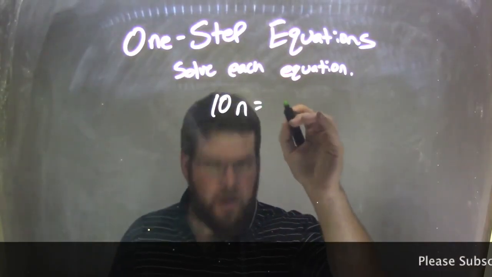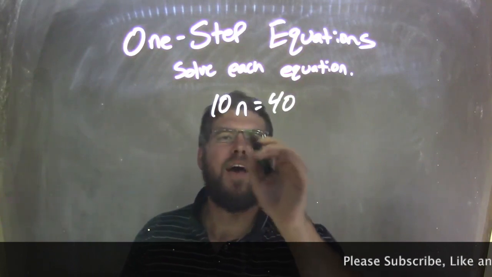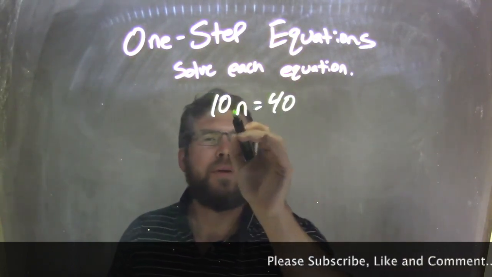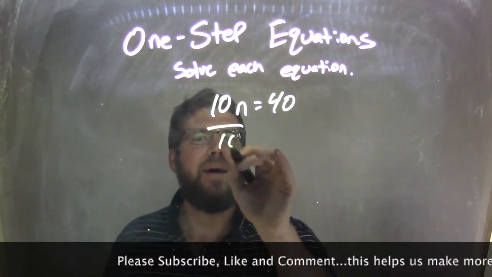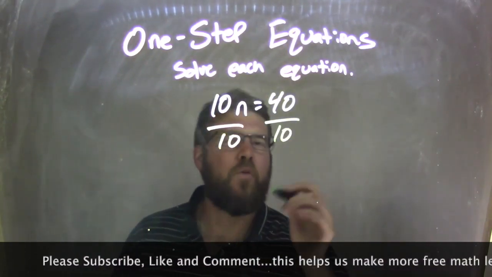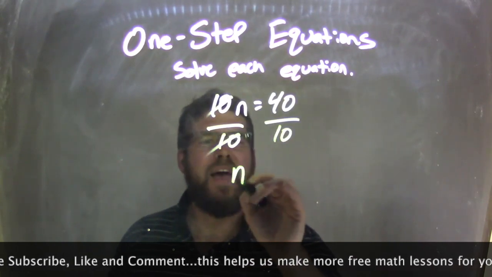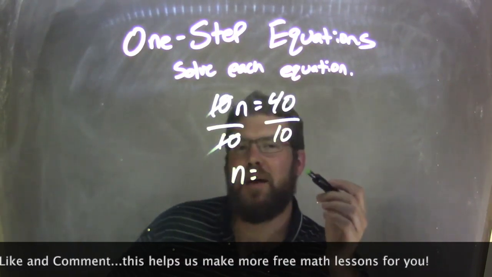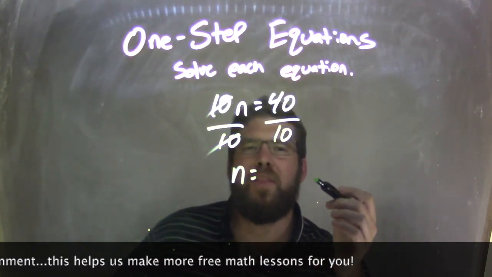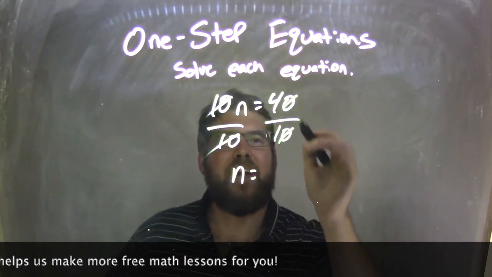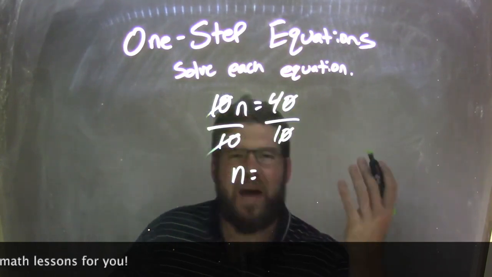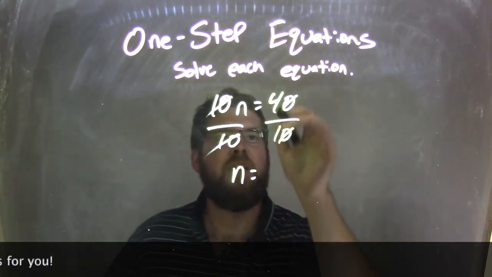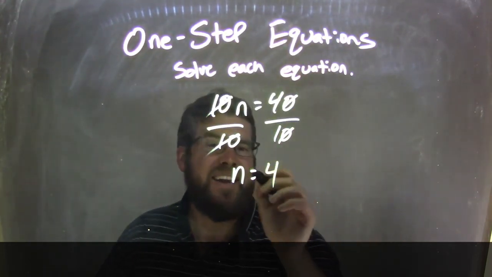10n equals 40. Well, that's multiplication, right? 10 times n. Well, the opposite of multiplication is division, so I'm going to divide by 10 on both sides. And this one, hopefully you can see, the 10s cancel, we're left with n. And now 40 divided by 10. Well, that's pretty simple. The zeros we can kind of write off here from that little technique. Get rid of the zeros. Now I have 4 divided by 1. Well, any number divided by 1 is itself. So 4 divided by 1 is 4. And now I'm done. That's my final answer.